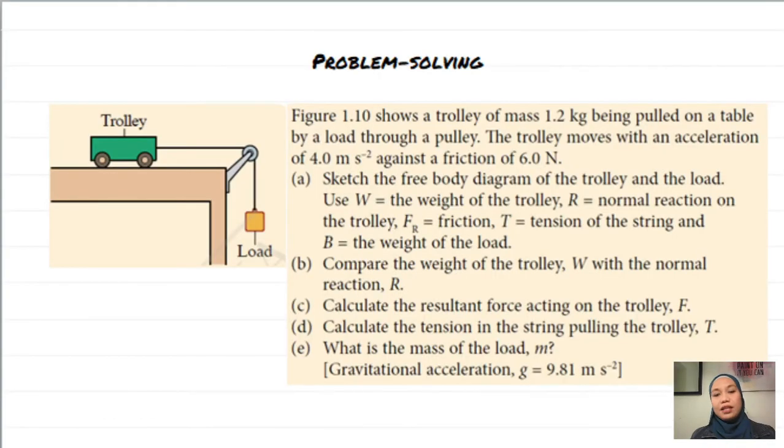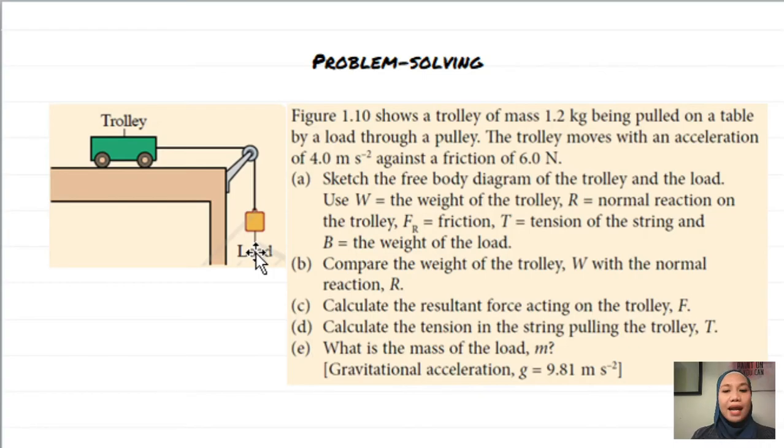Last but not least, we come to the problem solving. I have chosen one problem. We have one trolley here and a load. In between the trolley and the load, there is one pulley. The pulley connects the trolley to the load, and the load will accelerate downwards due to gravitational force. At the same time, the trolley also accelerates at the same acceleration as the load. That is the scenario.